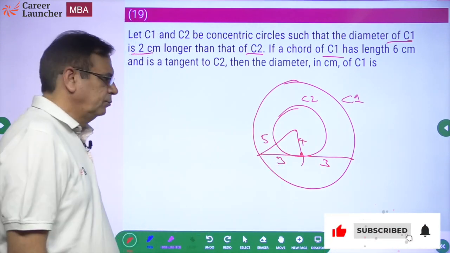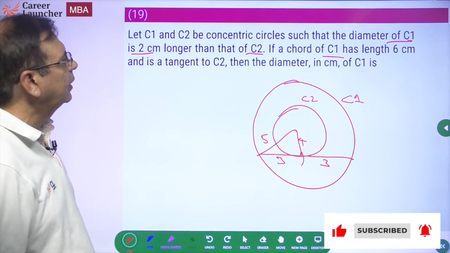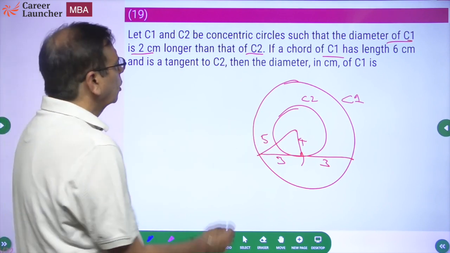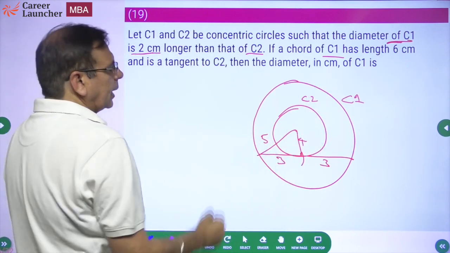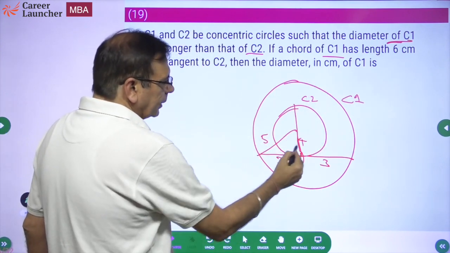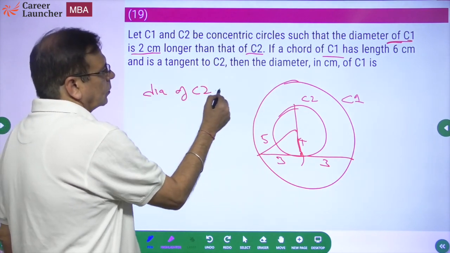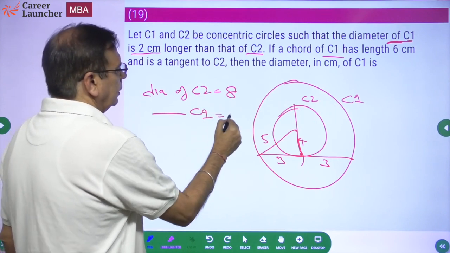3, 4, 5. What does it say? If chord of C1 has a length of 6 centimeters and is tangential to C2, what is the diameter of C1? Diameter of C1 is 2 centimeters longer than that of C2. What is the diameter of C2? Dia of C2 will be 8. So dia of C1 will be 10.